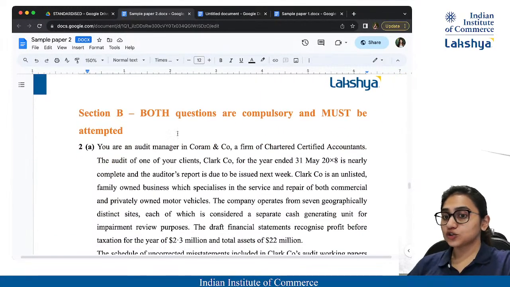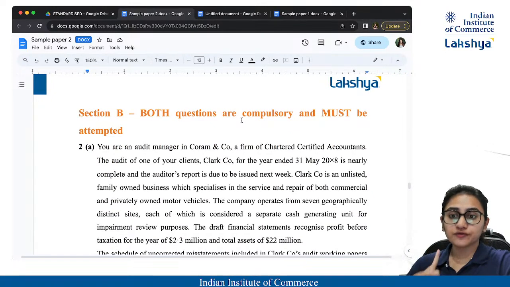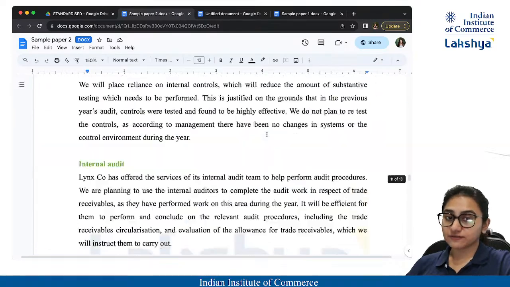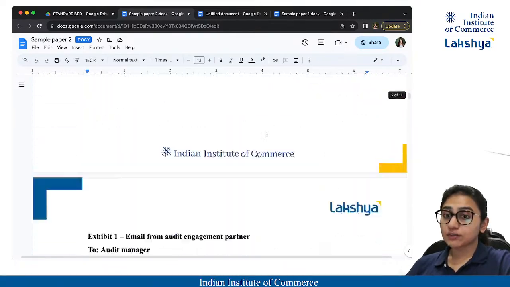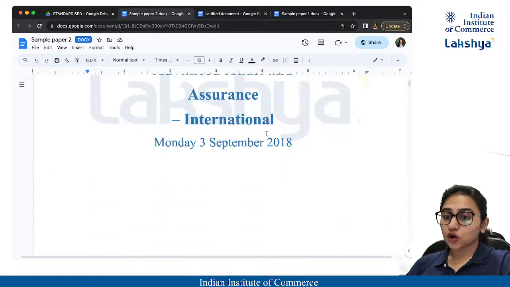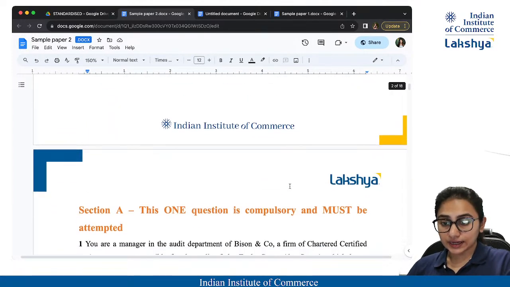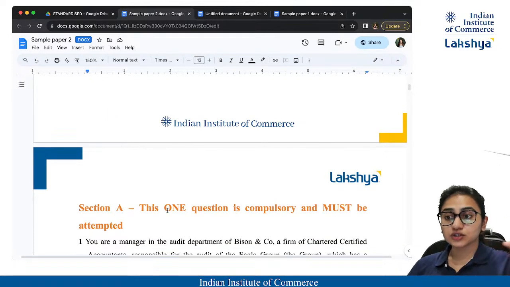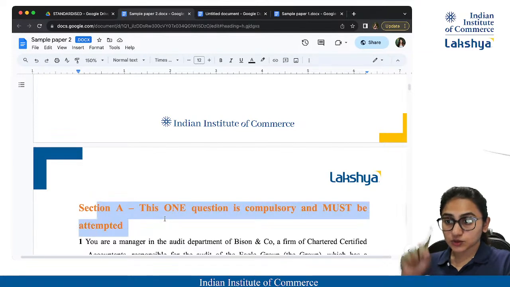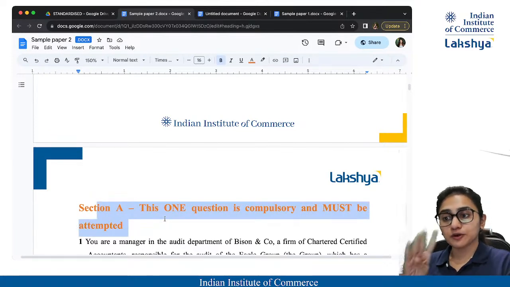And then you have section B for 2 questions. So section A is 1 question of 50 marks, and section B is 2 questions of 25 marks each. Now the professional marks of 20 got incorporated from September 2022, and this is a September 2018 paper. So from now on, the professional marks for section A will be 10 and for section B will be 10. So this question of section A, which is 1 question of 50 marks, will actually be of 40 marks.